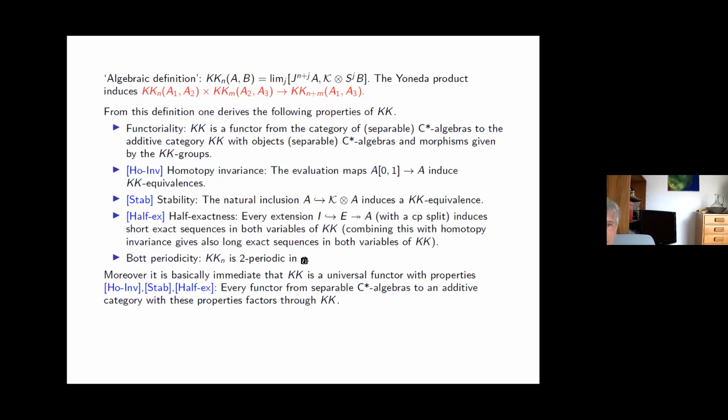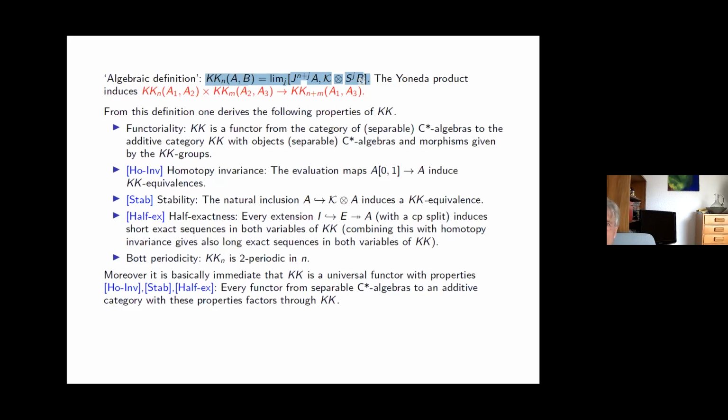You also get Bott periodicity, but that's not such a fundamental thing, I mean, that's just a consequence. So the KK^n will be two periodic in n. So in fact, you have only two groups, namely KK^0 and KK^1. And also, it's then completely clear that KK is universal with the three blue properties, homotopy invariance, stability, and half exactness, because if you have any functor from the category of, let's say, separable C-star algebras to an additive category with these three properties, and if you look at the definition, so the definition is here.